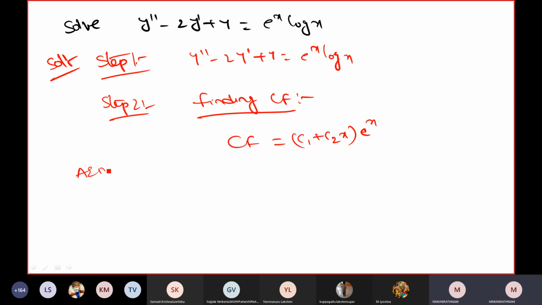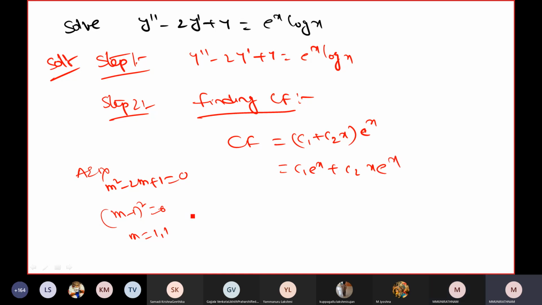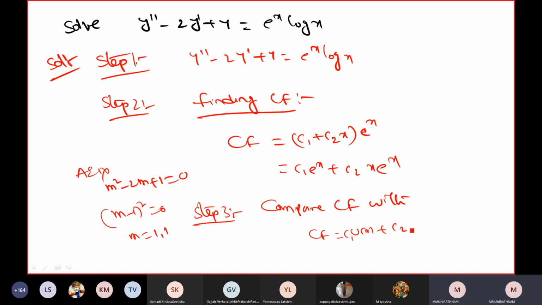What is the auxiliary equation? M square minus 2m plus 1 equal to 0. M minus 1 whole square equal to 0. M equal to 1 comma 1. So CF is C1 e power x plus C2 x e power x. Step 3: compare CF with C1 u of x plus C2 v of x. So therefore u of x is e power x, v of x is x e power x.